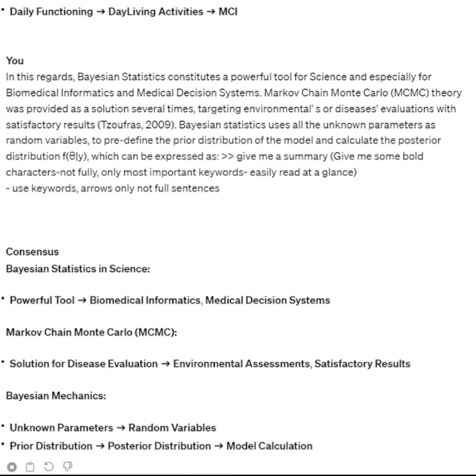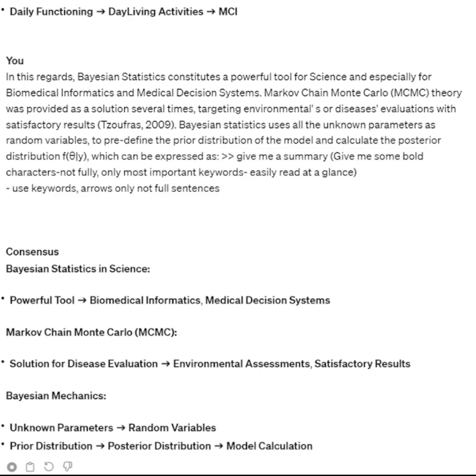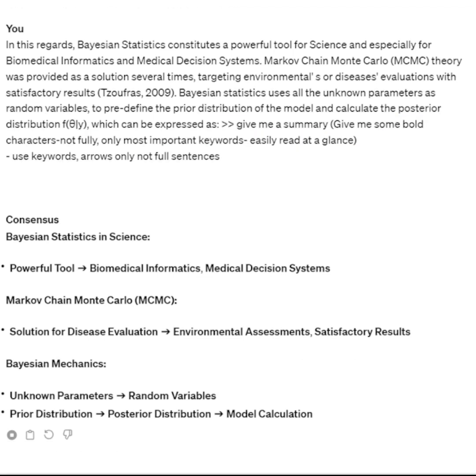Bayesian statistics is a powerful tool in biomedical informatics and medical decision systems. Markov chain Monte Carlo, MCMC, offers a solution for disease evaluation and environmental assessments, with satisfactory results. In Bayesian mechanics, unknown parameters are treated as random variables, with a prior distribution and a posterior distribution used in model calculation.